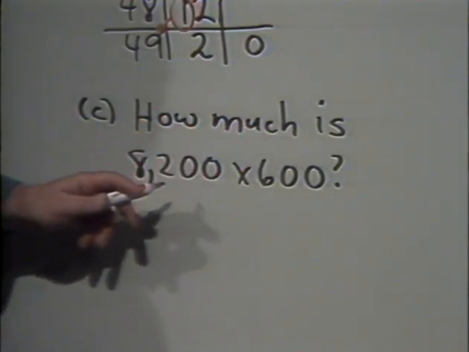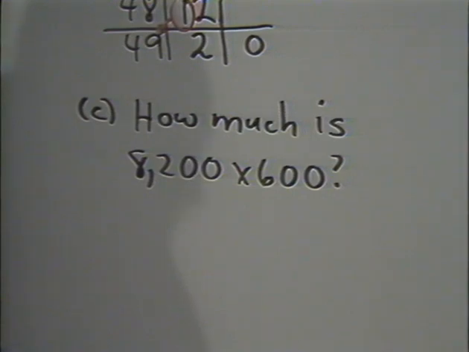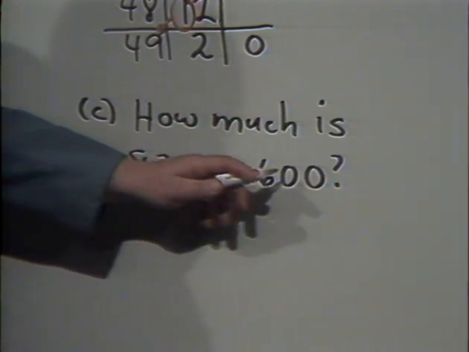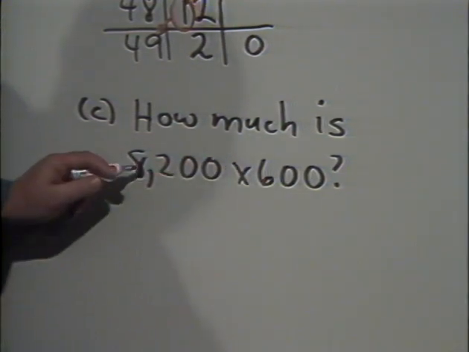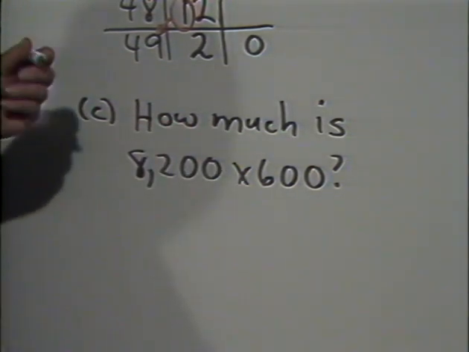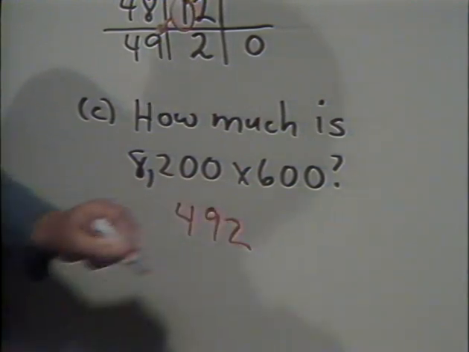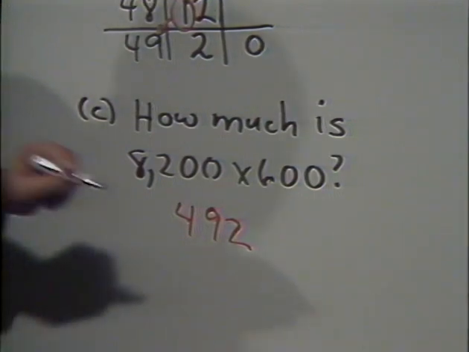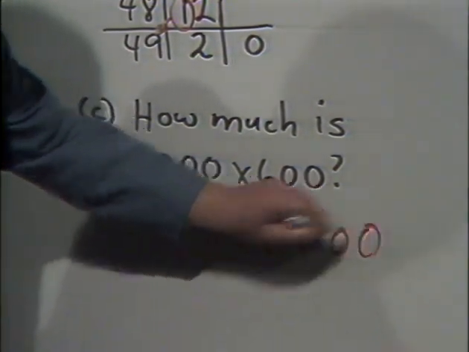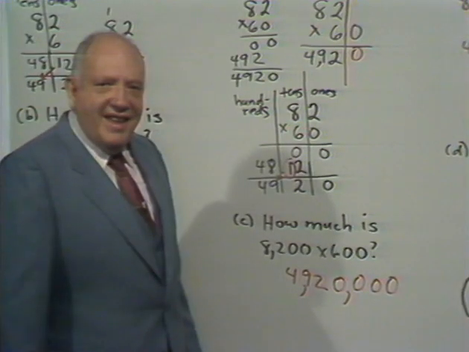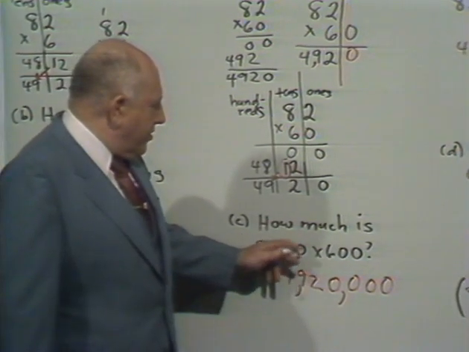Part C says, how much is 8,200 times 600? And again, the shortcut way of doing this is to ignore the number of zeros to begin with, multiply the non-zero digits, in other words, 82 times 6. But we already know that that's 492. Then what do we do? We count the total number of zeros, 1, 2, 3, 4, and then we annex them, 1, 2, 3, 4. Then we put in the commas, and the answer is now what? 4,920,000. That's it.